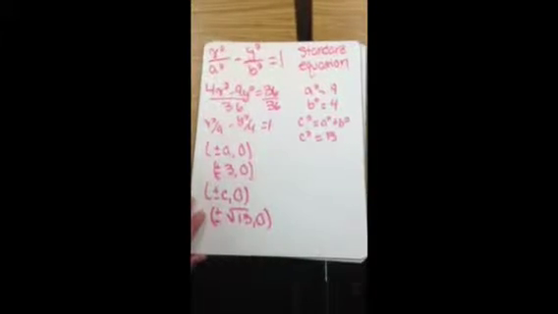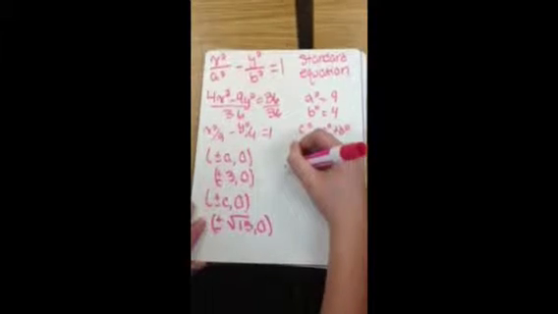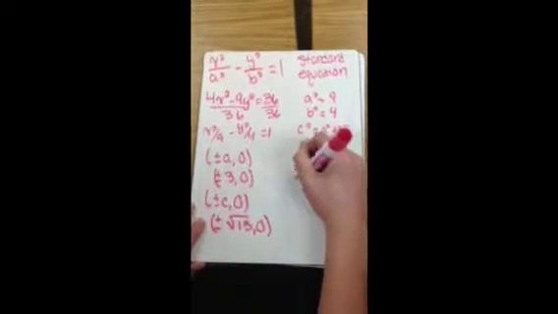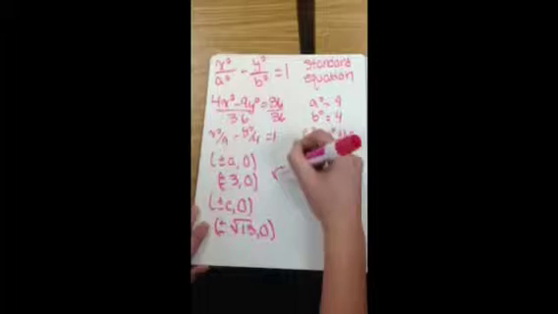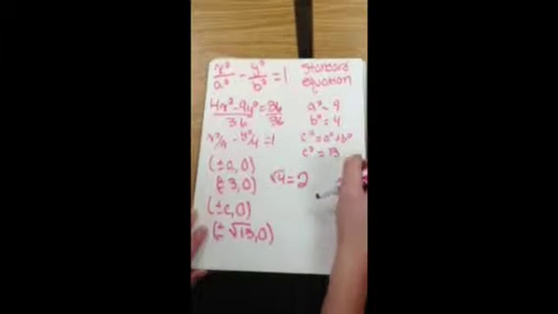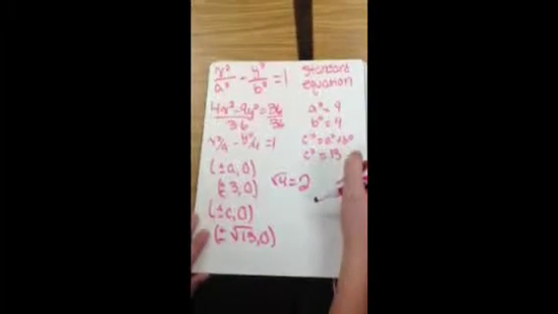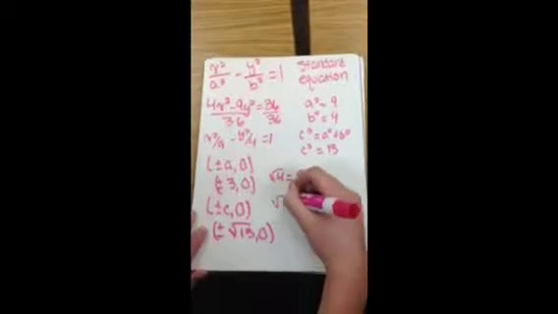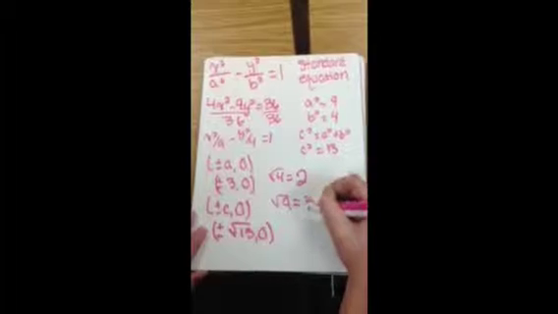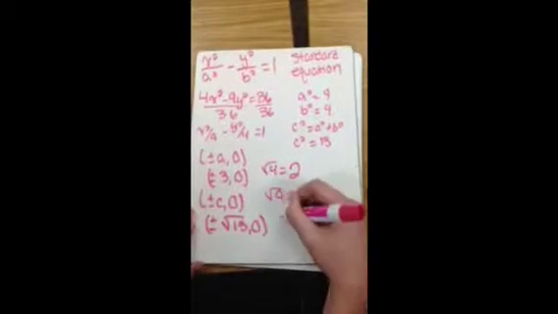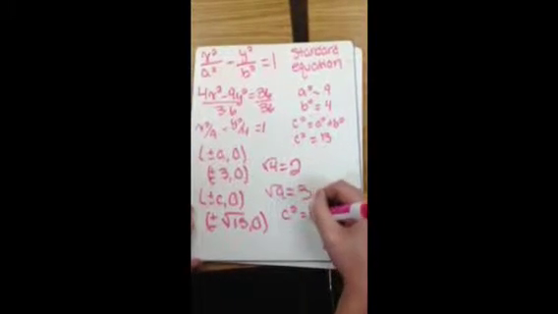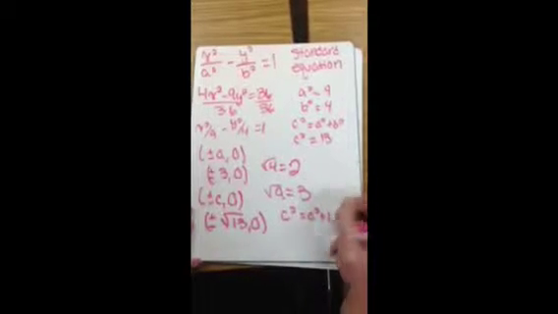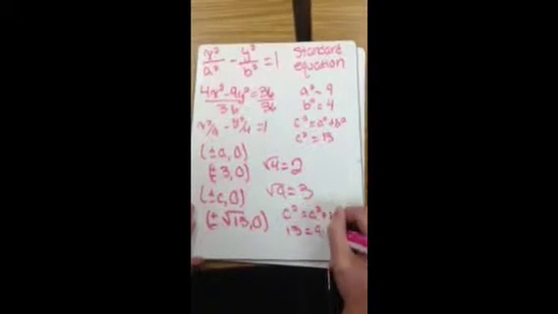Then, the semi-conjugate axis equals b. Therefore, that's 2, because the square root of 4 is 2. The semi-transverse axis equals a, so it's the square root of 9, which equals 3. The Pythagorean relation is c squared equals a squared plus b squared. So it's 13 equals 9 plus 4.